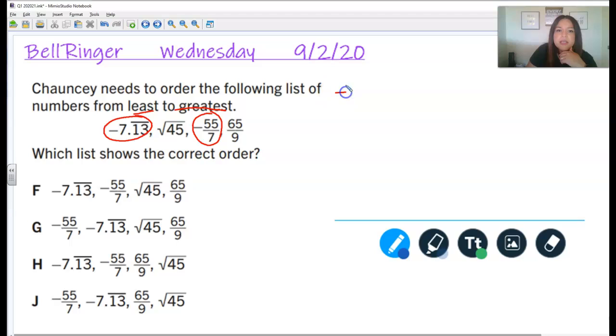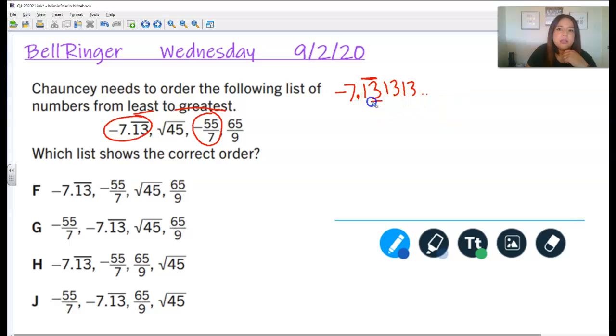So I'm going to write down negative 7.13 with the bar on top. Now I want 2 digits. This one already kind of has 2 digits, but this little bar right here tells me that it repeats. So it's really actually negative 7.131313 and on and on and on.